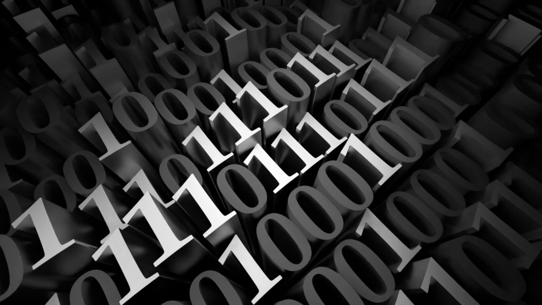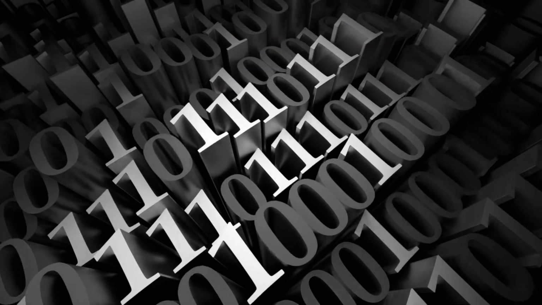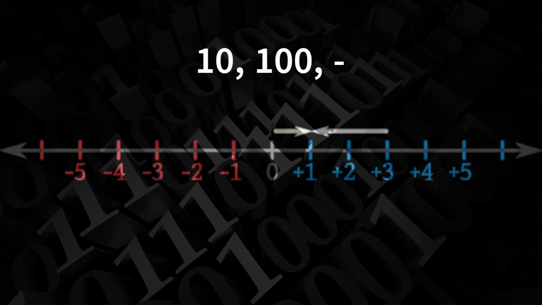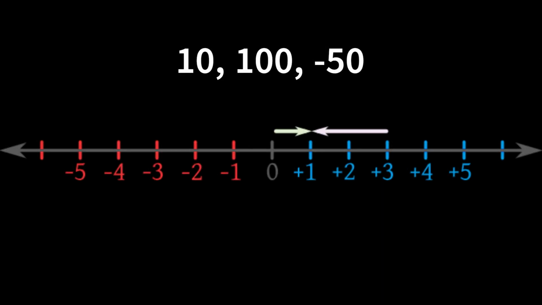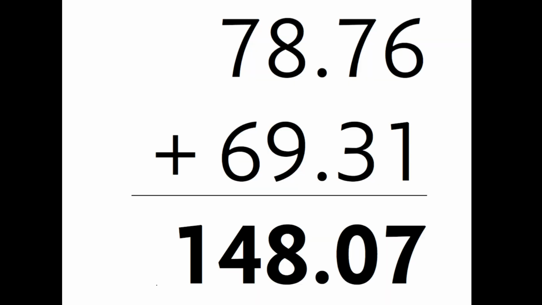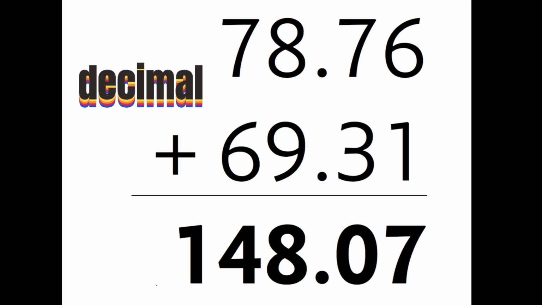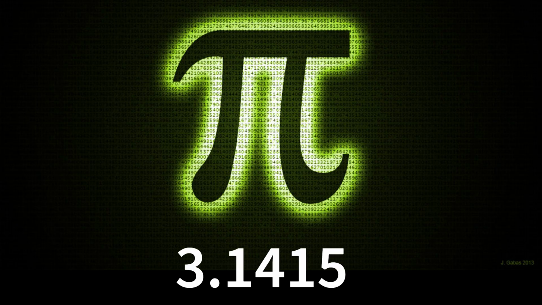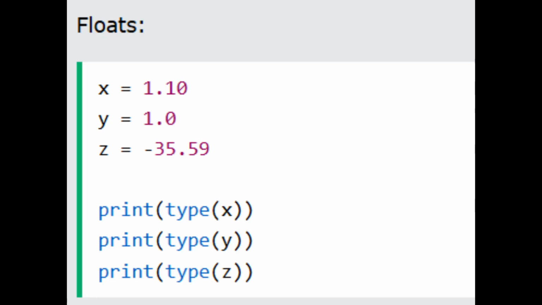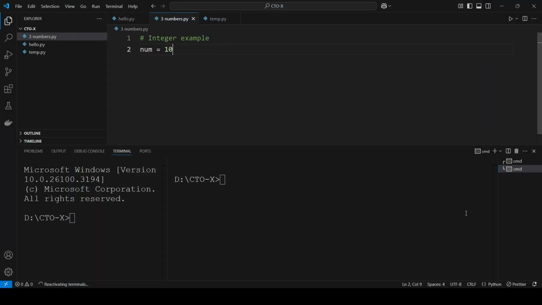An integer is a whole number that does not contain a decimal point, such as 10, 100, or -50. In contrast, a float is a number that includes a decimal point, such as 3.14, 0.5, or -2.75. The distinction is important because some operations behave differently depending on whether a number is stored as an integer or a float. To illustrate this, let's create a variable and assign it the value 10.